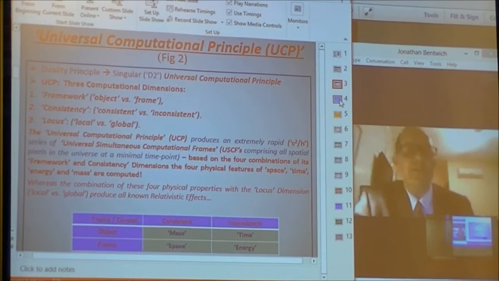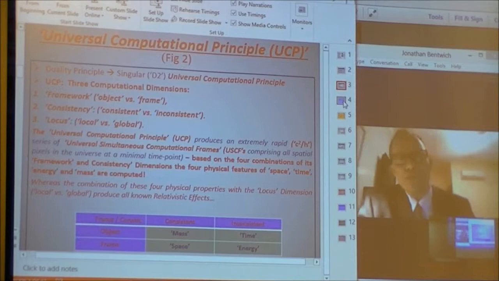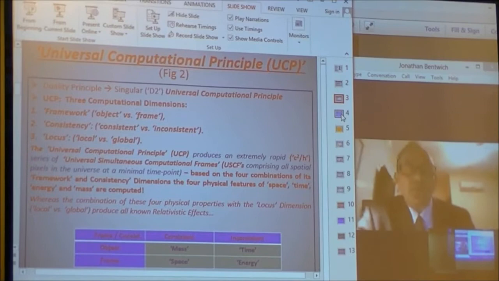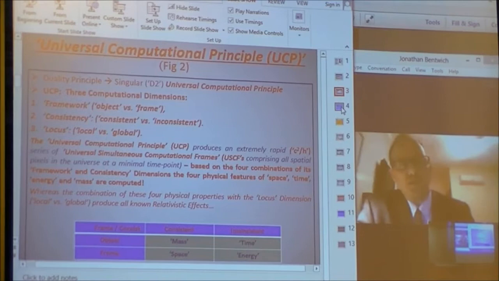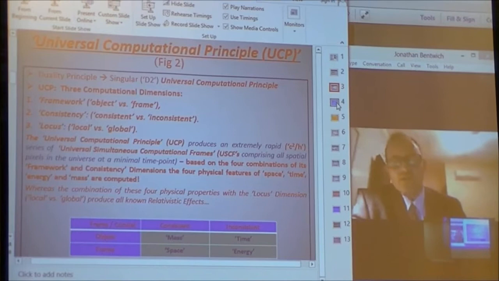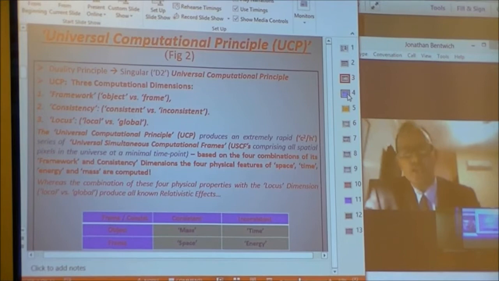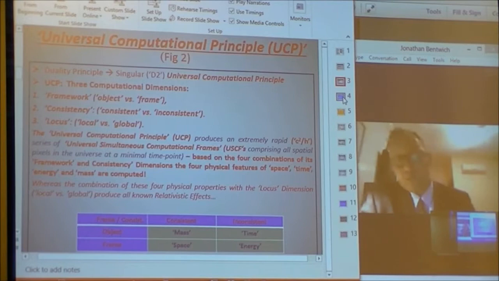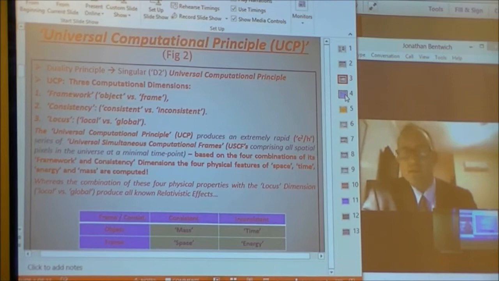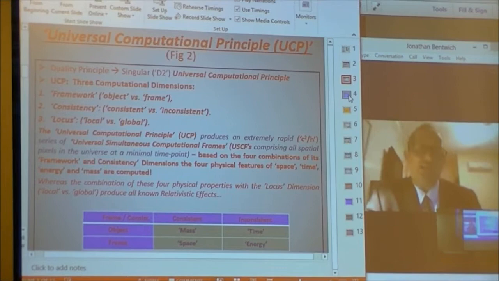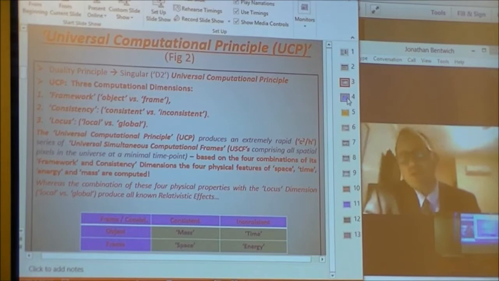And essentially these three computational dimensions that you see are measurements of the degree of change between frames or the lack of change between frames. Look at the table below. Essentially, the idea is that this universal computational principle computes, for an object, changes or lack of changes in the object, or the same for a frame, looking at the whole universal frame or segments of the frame. And when this universal computational principle computes consistent or inconsistent measures of an object or a frame, you get the four basic physical features.